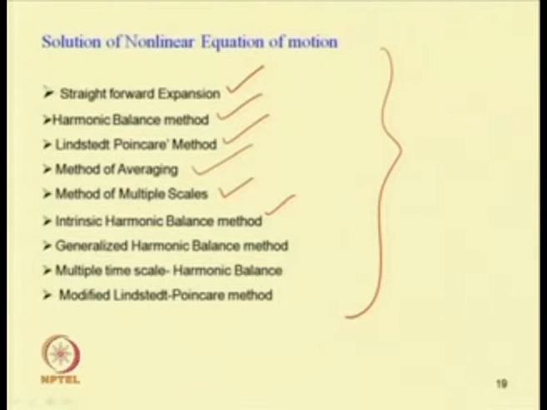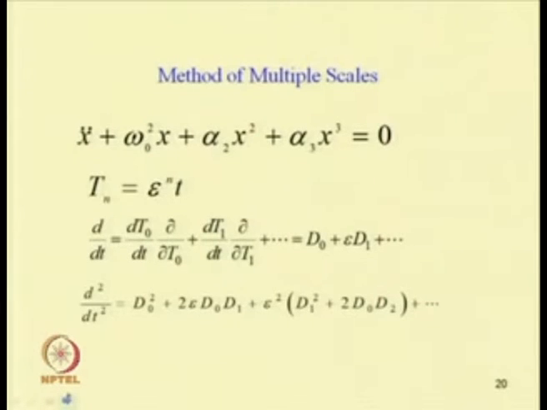To review systems with cubic nonlinearity, let us take the method of multiple scales. This is the equation for systems with quadratic and cubic nonlinearities. In case of the method of multiple scales, we should take T_n equal to epsilon to the power n times t.